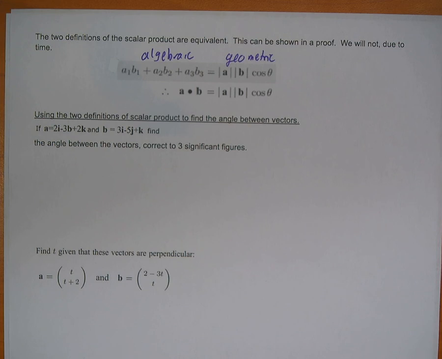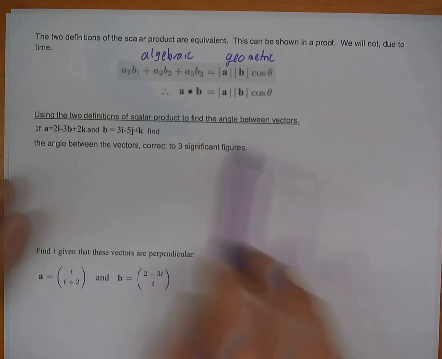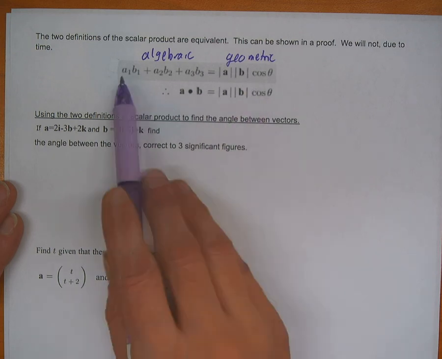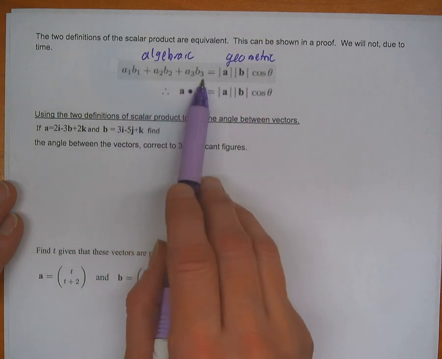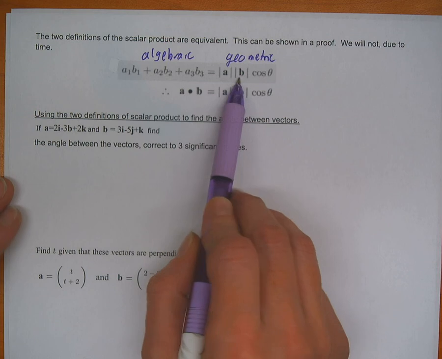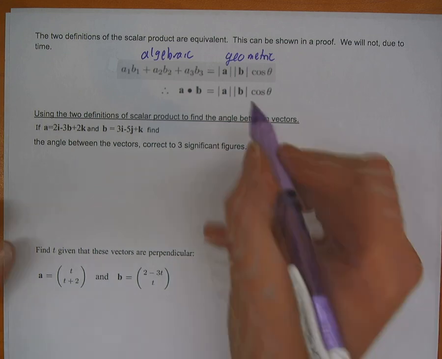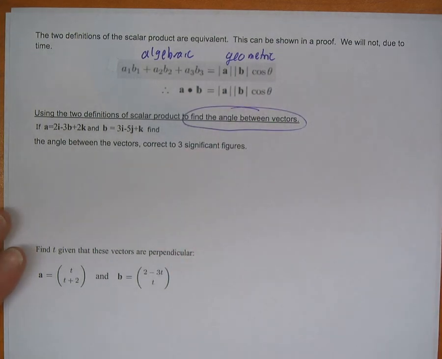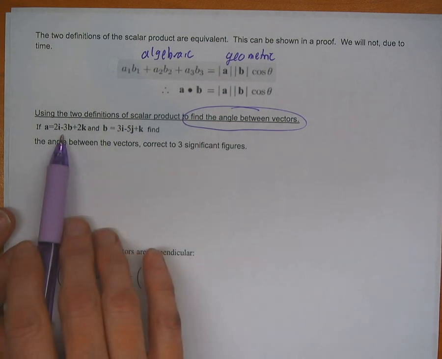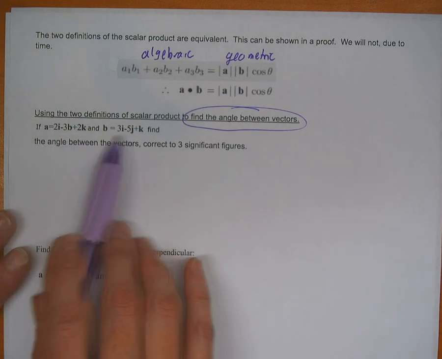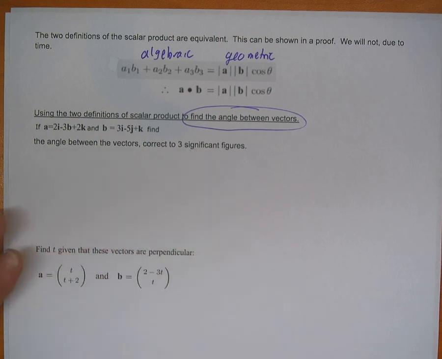So it can be useful to use both definitions at once, and they're equal to each other. So we end up getting this expanded formula: A1 B1 plus A2 B2 plus A3 B3 equals magnitude of A times magnitude of B cosine theta. Let's use that. The most useful thing to do with that is to figure out what the angle between vectors is. So let's say they give you vector A and vector B, and they want you to figure out the angle between those vectors, correct to 3 sig figs.